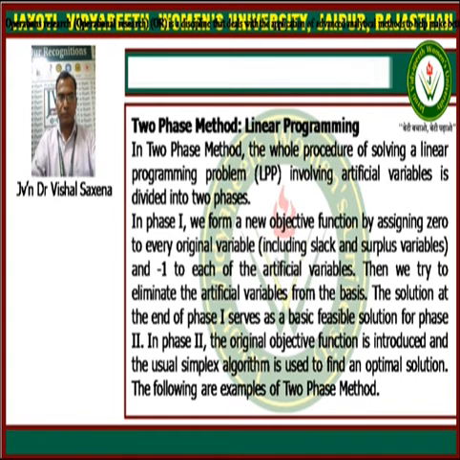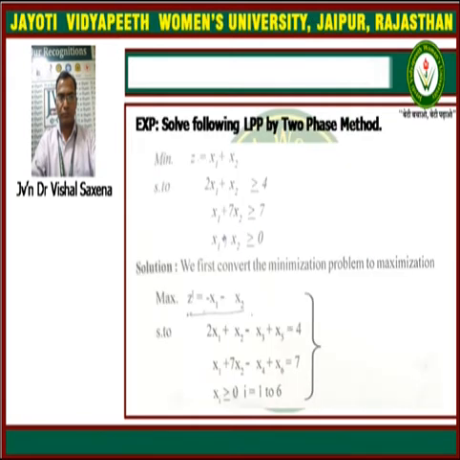Now we come to the example part of this two-phase method. Minimize z equal to x1 plus x2. That is the objective function of minimization type, and two constraints are given: 2x1 plus x2 greater than or equal to 4, x1 plus 7x2 greater than or equal to 7, and x1, x2 greater than or equal to 0.